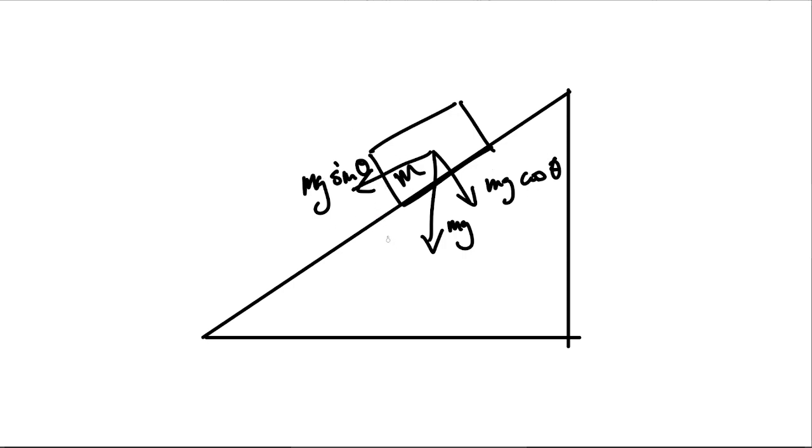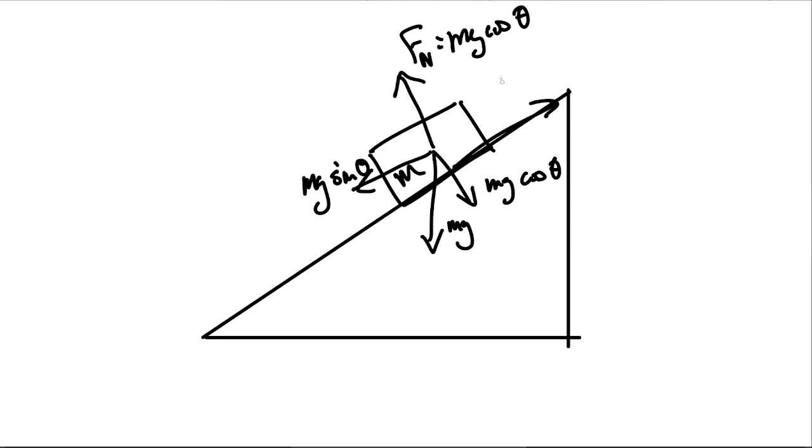So why are we trying to split this? The first thing is our normal force, remember, that's going to be perpendicular to our surface, right? Our normal force is going to counteract whatever is opposite of it. And whatever is opposite of it isn't mg, it's mg cosine theta. So our normal force is going to be equal to mg cosine theta.